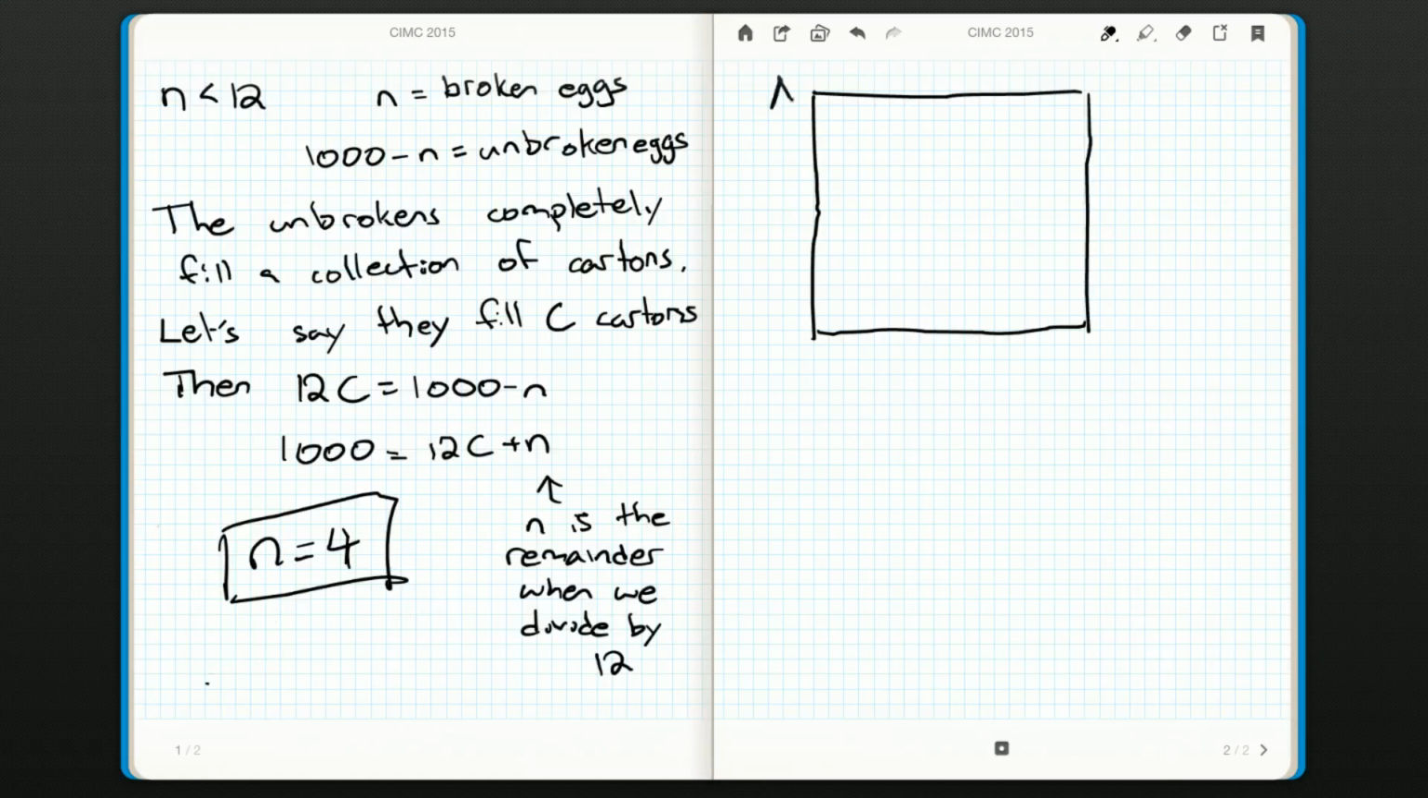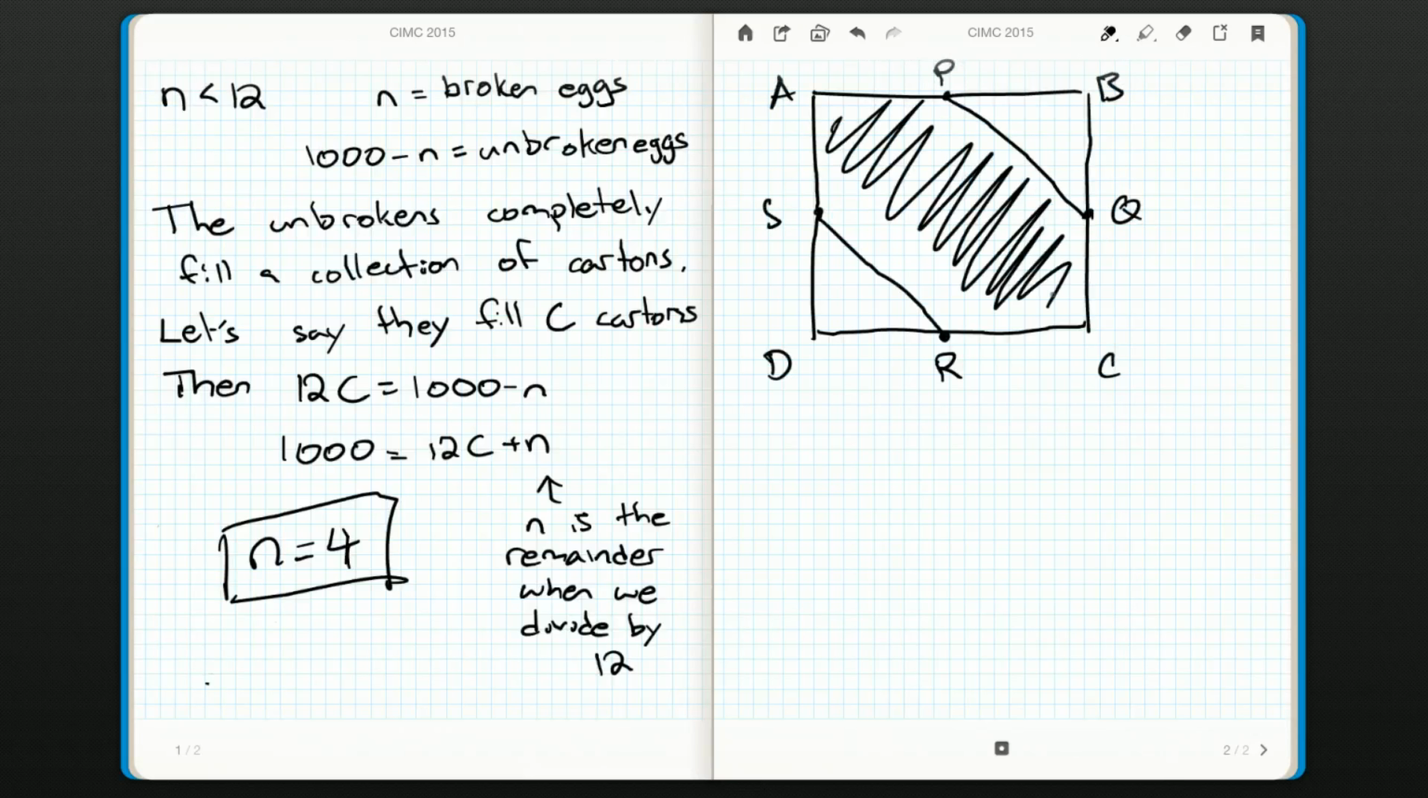That's a little better. A, B, C, D. I'm pretty sure S went here. That's probably P, Q, and this should be R. So we connected these two up. So PQ and RS, and we want this region in here.